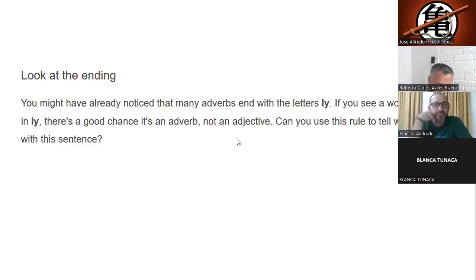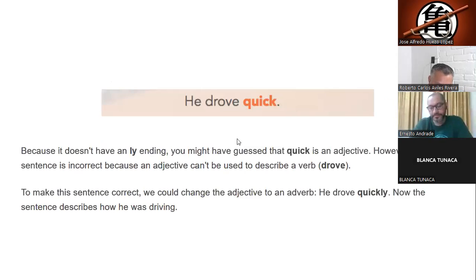And it says, can you use this rule to tell what's wrong with the sentence? Okay, so what is wrong with the sentence there? If you see only the sentence, he drove quick.